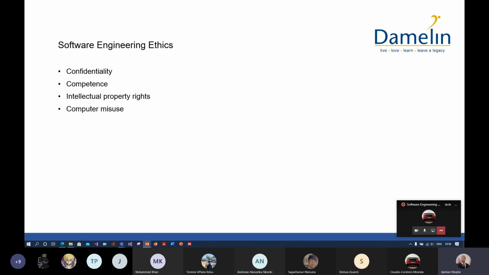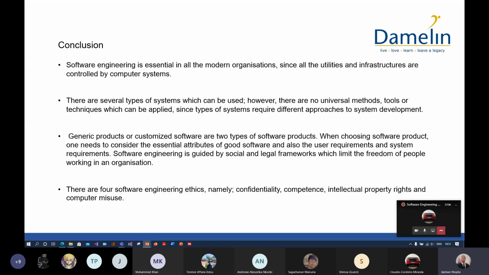And the last one is computer misuse. If you're working at a software development firm, make sure that you do not misuse the resources. Most of the time, people end up watching YouTube or downloading movies and stuff like that. That's computer misuse, okay? So as a software engineer, you are expected to act within the bounds of your ethics, okay? And in conclusion, we only have about 3 minutes or so left.